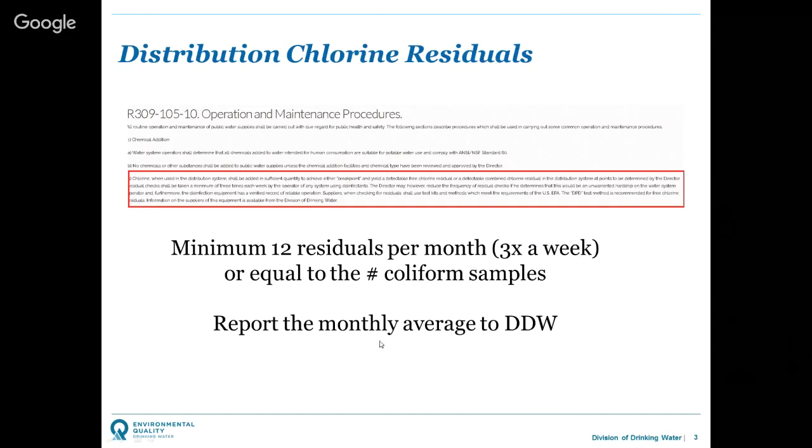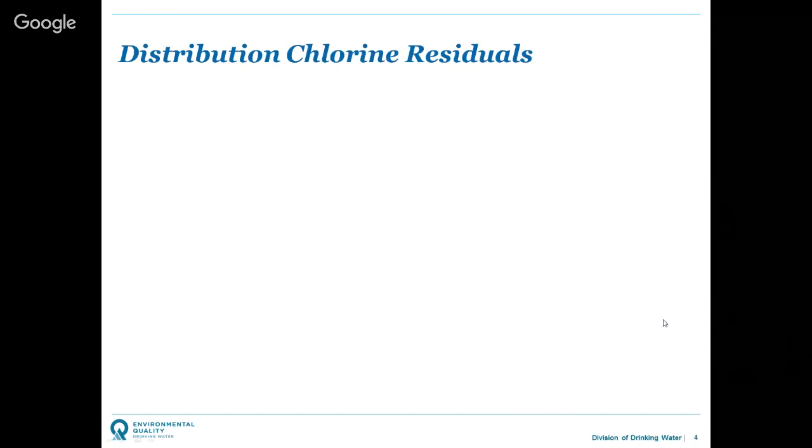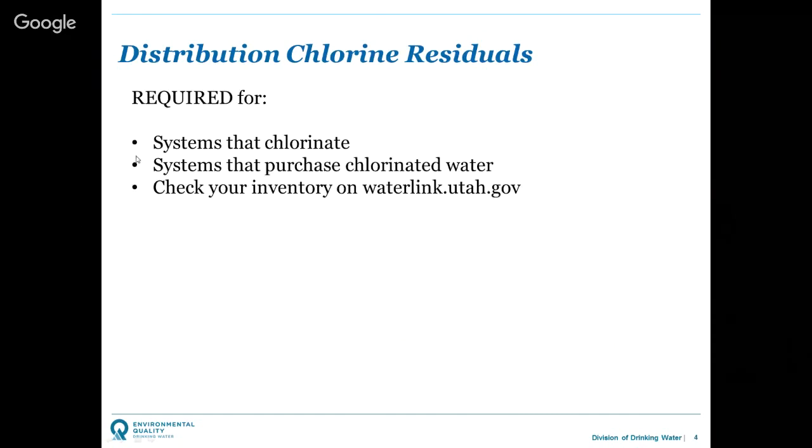What we need is the monthly average reported to us every quarter. So again, it's for systems that chlorinate or purchase chlorinated water. If you look at your inventory report on waterlink.utah.gov, you can see if you have a consecutive connection to a chlorinating system or an active chlorinator treatment plant on your inventory. That's really the only way right now that we show that requirement. So we're going to work on making it more obvious that this is a quarterly requirement.